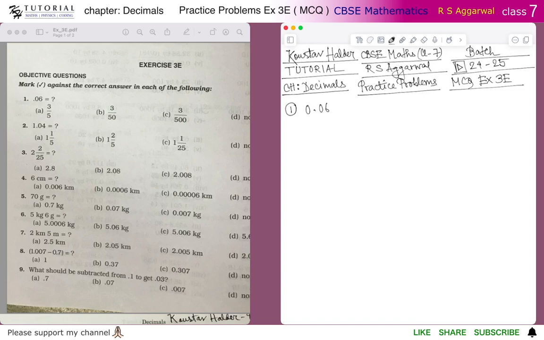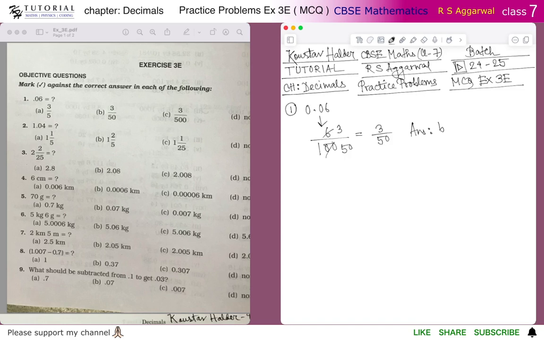So what do we do? We just write the decimal number as a fraction: the numerator of the fraction will be the decimal number without the decimal point. So that will be 6 divided by 1 followed by as many zeros as the number of decimal places of the decimal number. In this case, the decimal places is 2, so it will be 100. Now you can reduce it further. If I divide by 2, I get 3 by 50. So this becomes 3 by 50, and there is an option 3 by 50, which is option B. So the answer is choice B.